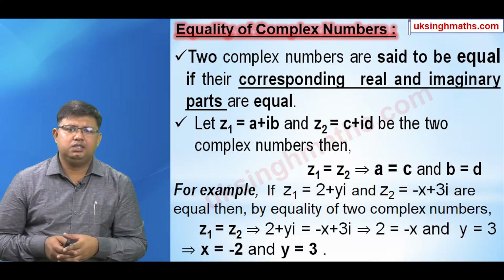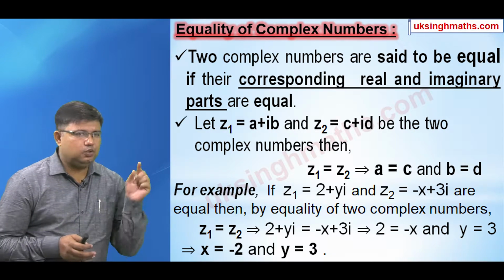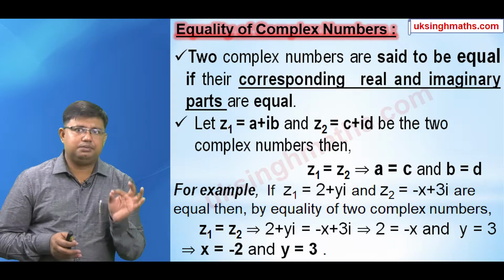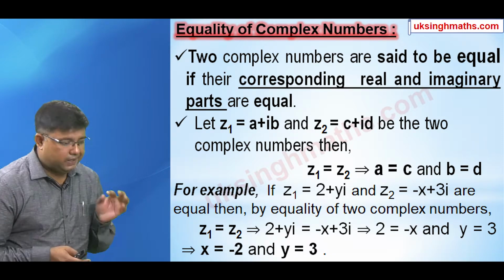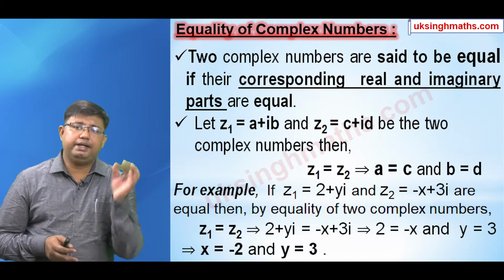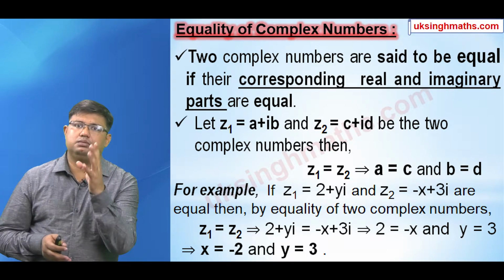Very easy. Using the concept of equality of complex numbers, you already know that two complex numbers are equal if and only if the real and imaginary parts are separately equal. And using this concept, you will find that the value of x comes out to be minus 2 and the value of y comes out to be 3 here.